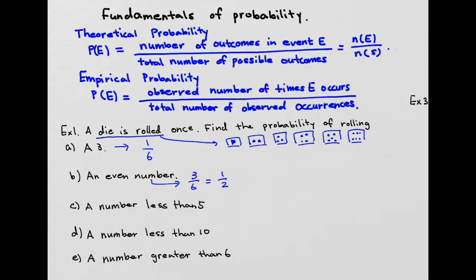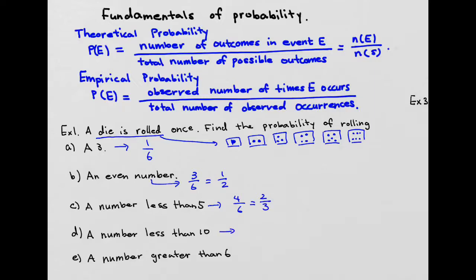What about if it's a number less than 5? Less than 5 is going to be 4, 3, 2, 1. It's not going to include 5. Less than means starting from the smaller numbers. So it'll be 4, 3, 2, 1, which is 4 outcomes. So this is going to be 4 out of the total number, which is 6 outcomes. And again, you need to reduce that. That gives you 2/3.